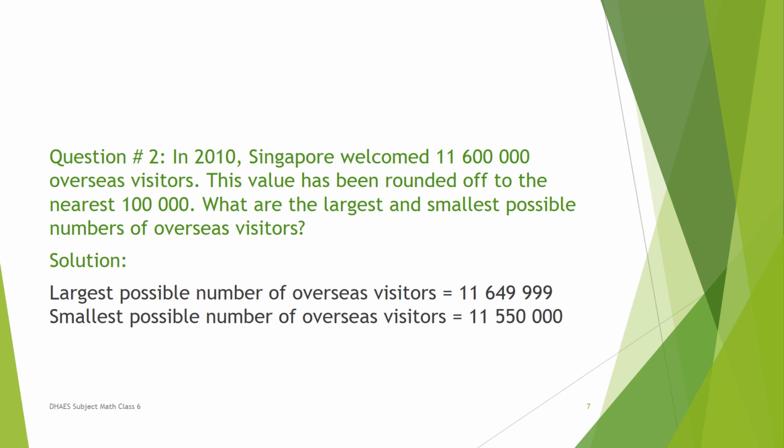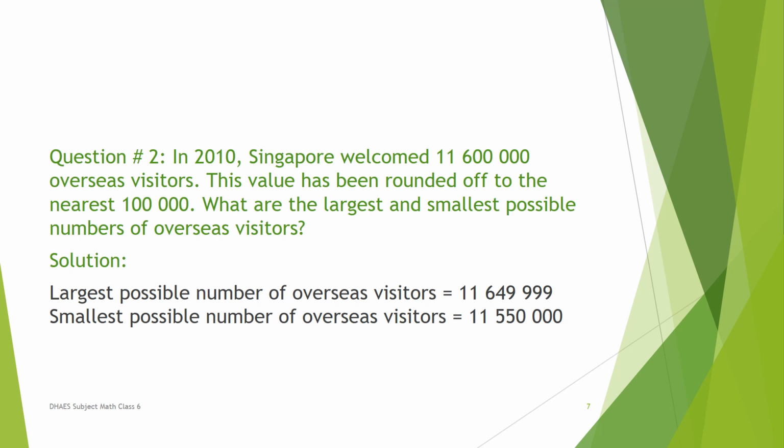In question number 2, in 2010 Singapore welcomed 11,600,000 overseas visitors. This value has been rounded off to the 100,000. What are the largest and smallest possible numbers of overseas visitors? The largest possible number of overseas visitors is 11,649,999. That is the largest number of overseas visitors, because if we increase any other number in this value, then we get 11,700,000.